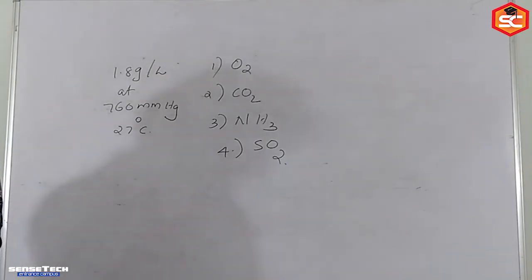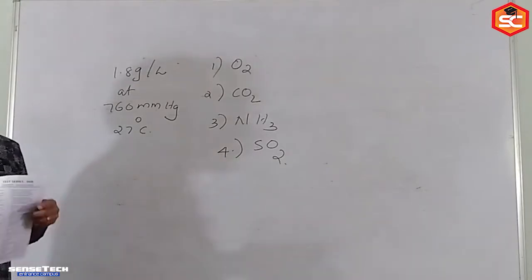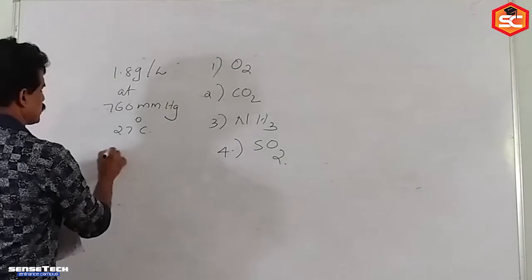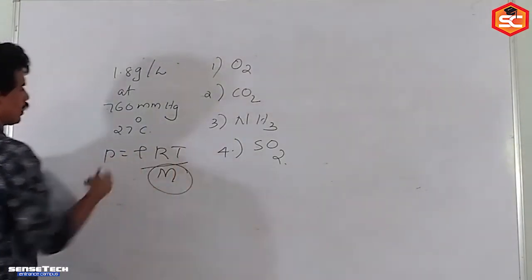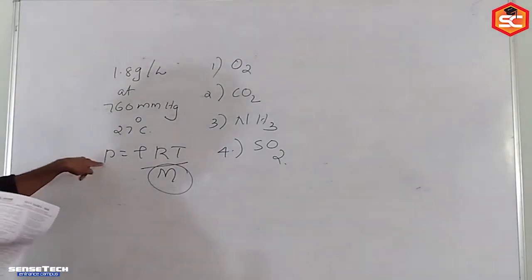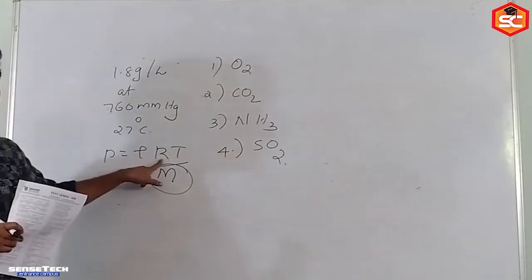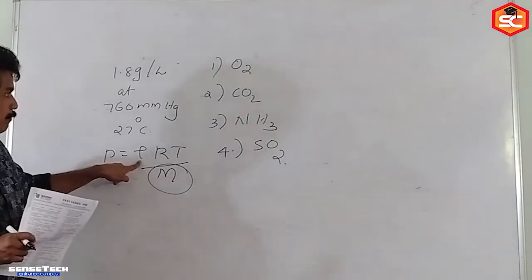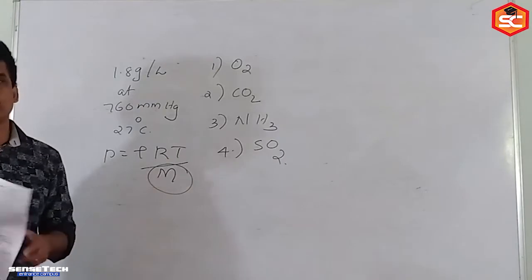How to identify which one is the gas? By using the ideal gas equation you can find out the molecular mass of the gas. P is equal to rho RT by M. Find out M. All are given. Pressure is in mm mercury, so 760 mm mercury means 1 atm. R value you can substitute 0.0821. Density is given in the question in gram per liter. Then temperature is 300 Kelvin. Then you will be getting the molar mass.